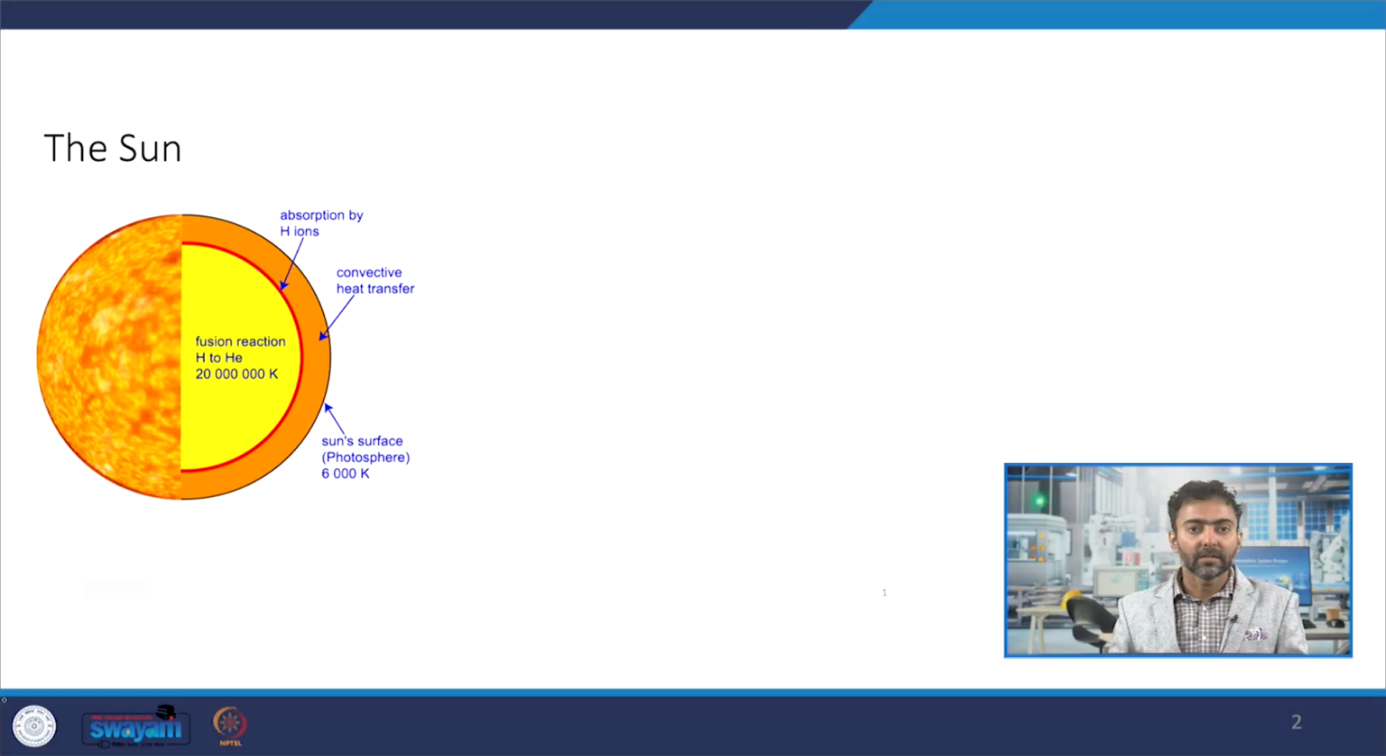Hello and welcome everyone to the second lecture of this course, and today we will be discussing some fundamentals of solar radiation, starting with understanding the sun and some fundamentals of blackbody radiation. So this schematic figure here represents a very simple schematic of the sun. As we understand, in the core of the sun we have nuclear fusion reactions happening.